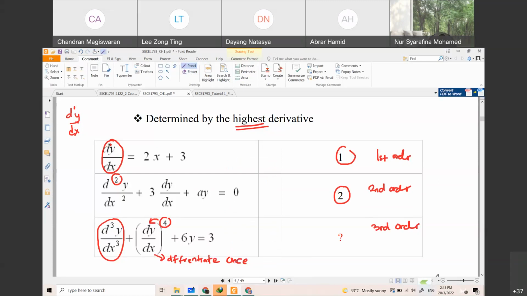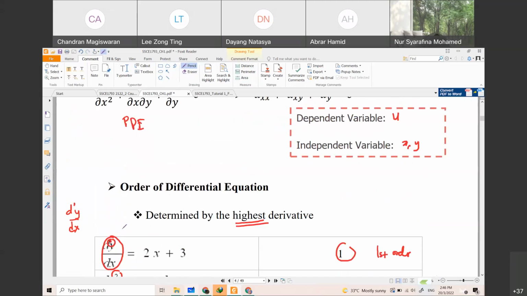Understand or not? Yes, ma'am. Okay. So this is what we call order. The order is determined by here. This one is 1, so 1. This one is 2, so 2. Not here, because this one is 1. So you have to take a look at the highest derivative. Okay, now that is order.